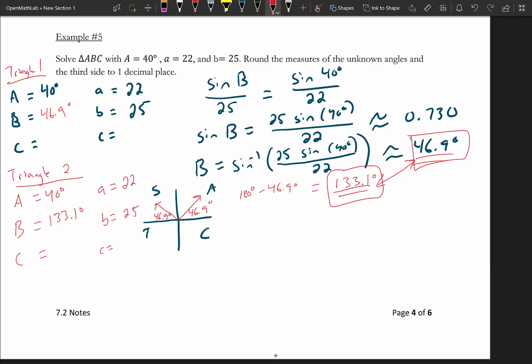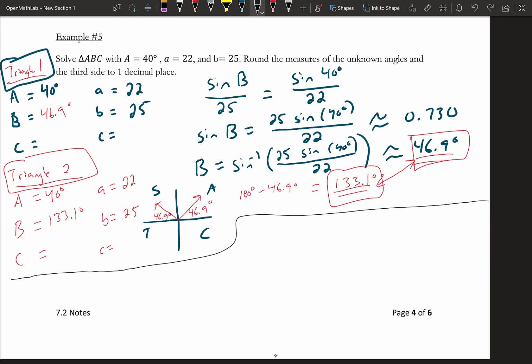Right? So let me maybe stick with this blue for triangle 1, and I'll stick with red for triangle 2, from here on out. So let me draw a black line just to separate that work, right? So let me use the blue to work with triangle 1 first, because I don't want to get my letters confused. So if I want to find angle C, that would be equal to 180 degrees minus the sum of 40 degrees plus 46.9 degrees. So if I take 180 minus 40 plus 46.9, we get 93.1 degrees.